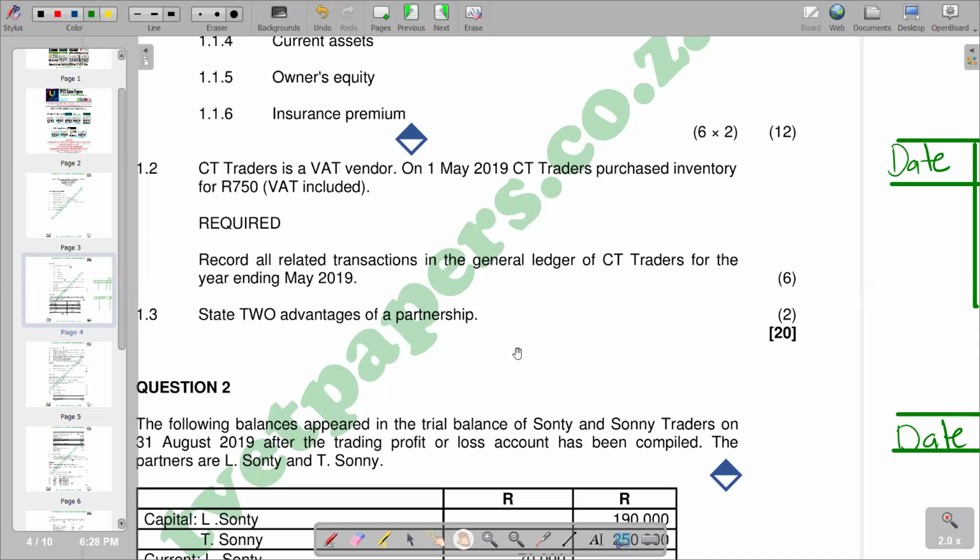In this video, we want to look at the preparation of ledger accounts. So we've got a short question that we want to look at, and we are going to look at a particular question, 1.2.